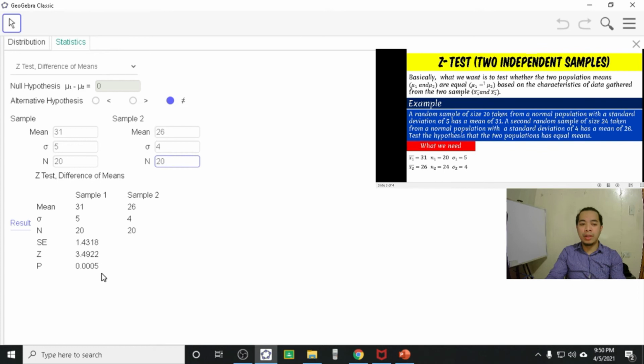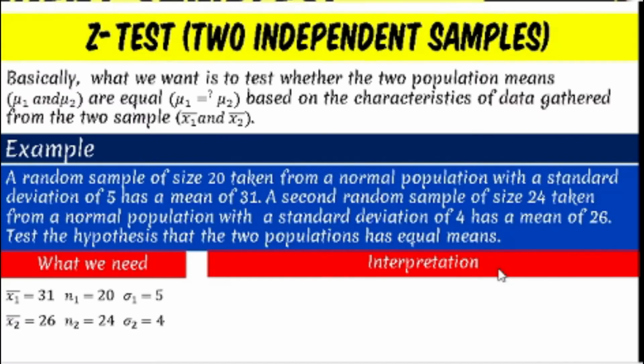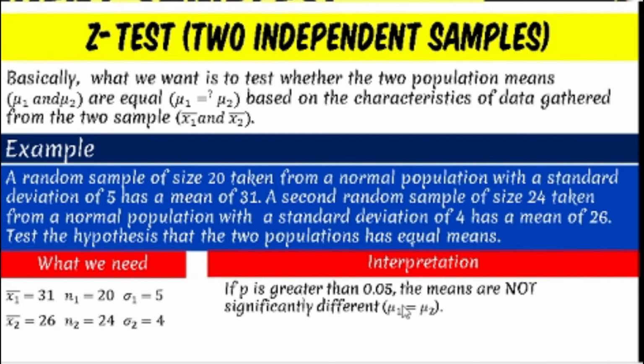The sample with the higher mean is the population with the higher mean. How do we interpret? If p is greater than 0.05, the two populations are not significantly different, meaning they are equal, they are just the same. So despite having different sample means here, we still conclude that the two populations from which these two samples were drawn are not significantly different, they are equal.